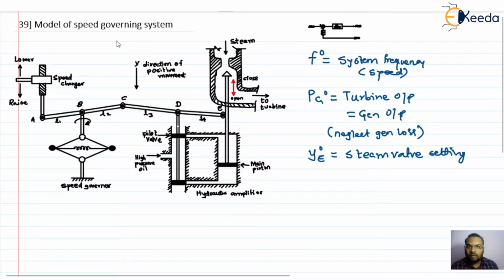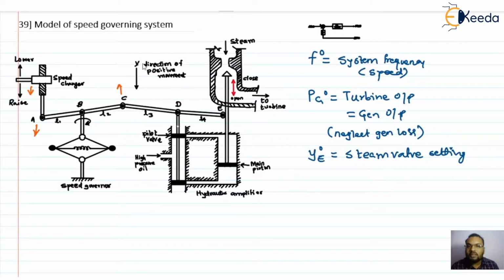Now in this system, we will give a command. Let us use this speed changer. If I want to raise the speed, I have to lower this lever. When I lower this lever, the point A on this linkage will move downward. As it moves downward, point C, because point B is fixed, since ABC is a single link fixed at point B, will move upward.